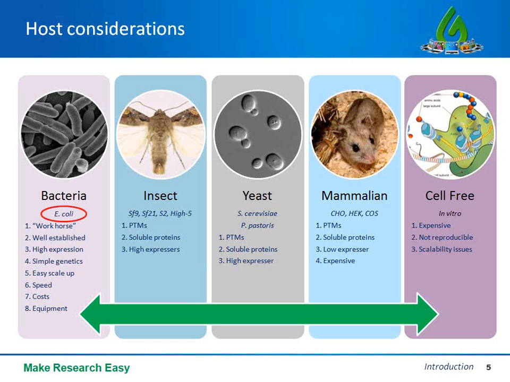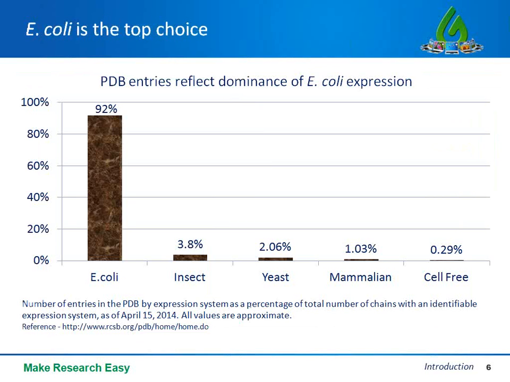These are some of the most important factors that govern the decision. And in this regard, E. coli is often the number one choice of researchers around the world. And this statement is attested by the number of entries in the Protein Data Bank by expression system as a percentage of total number of chains with an identifiable expression system. And this data was collected earlier this year in April. But the data still holds true. I'm sure if you were to pull this up today, the percentages wouldn't change much.